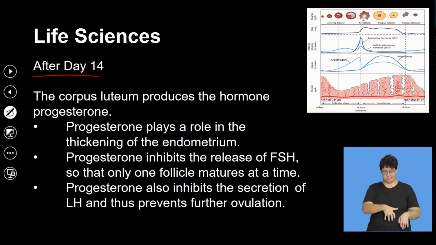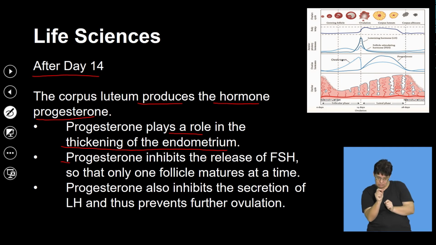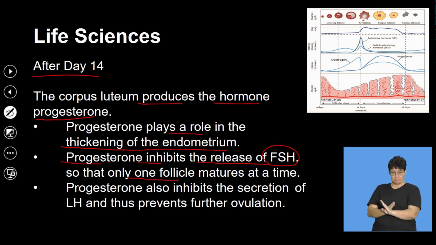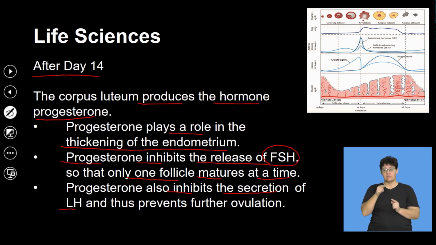After day 14, we see that the corpus luteum has released progesterone, and as I mentioned, progesterone plays an important role in thickening the endometrial lining. Progesterone in turn inhibits the release of FSH, and we will look at that in the graph, so that only a single follicle matures at a time. Progesterone also inhibits the secretion of LH and thus prevents further ovulation.